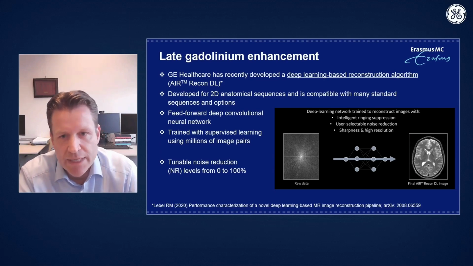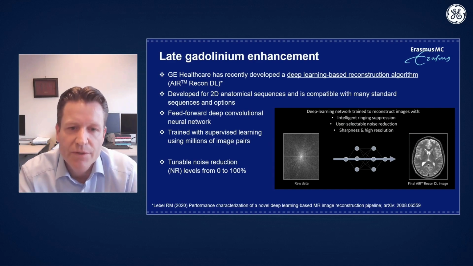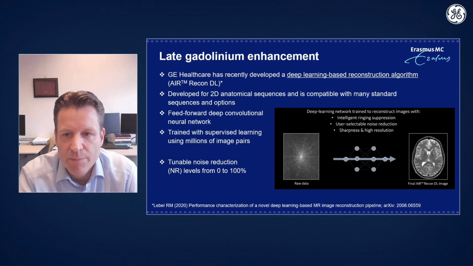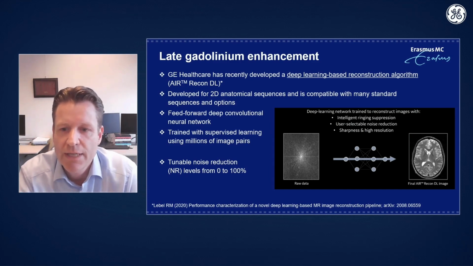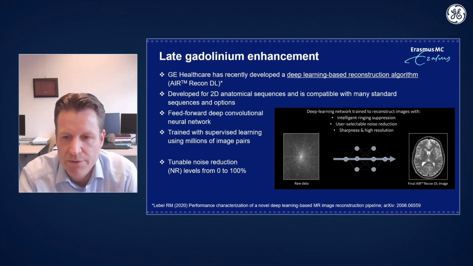So now I want to talk about the late gadolinium enhancement sequence and the deep learning-based reconstruction algorithm. It's developed for 2D anatomical sequences, and it's compatible with many standard sequences and options. It's based on a feed-forward deep convolutional neural network, and it's trained with supervised learning using millions of imaging pairs. What it does, it suppresses the ringing artifacts, it increases the sharpness and the resolution. And what's quite nice about it is you have a tunable noise reduction. So you can set the noise reduction as a percentage from 0 to 100%.